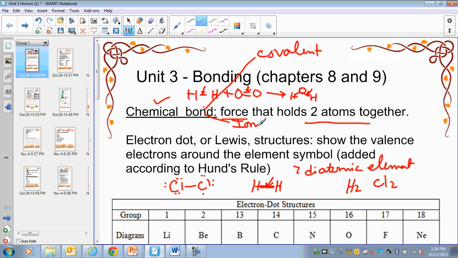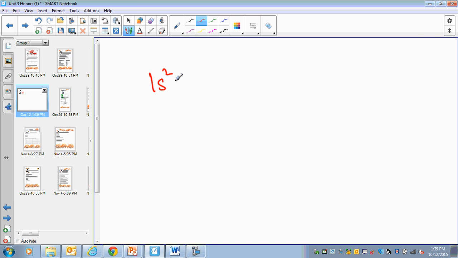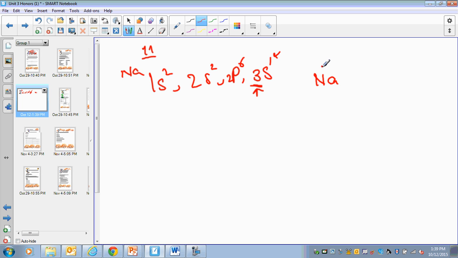Both of these bonds involve electrons. So it's the electrons that are holding them together. It's not protons or neutrons. And which electrons? We will be talking about valence electrons. So when we learned last unit where we did the electronic configuration, we were doing electronic configuration such as 1s2, 2s2, 2p6, 3s1. So which element is it? 11, sodium. So we talked about valence electron, the electrons in the outermost energy level. That's only 1. So that means sodium has 1 valence electron.